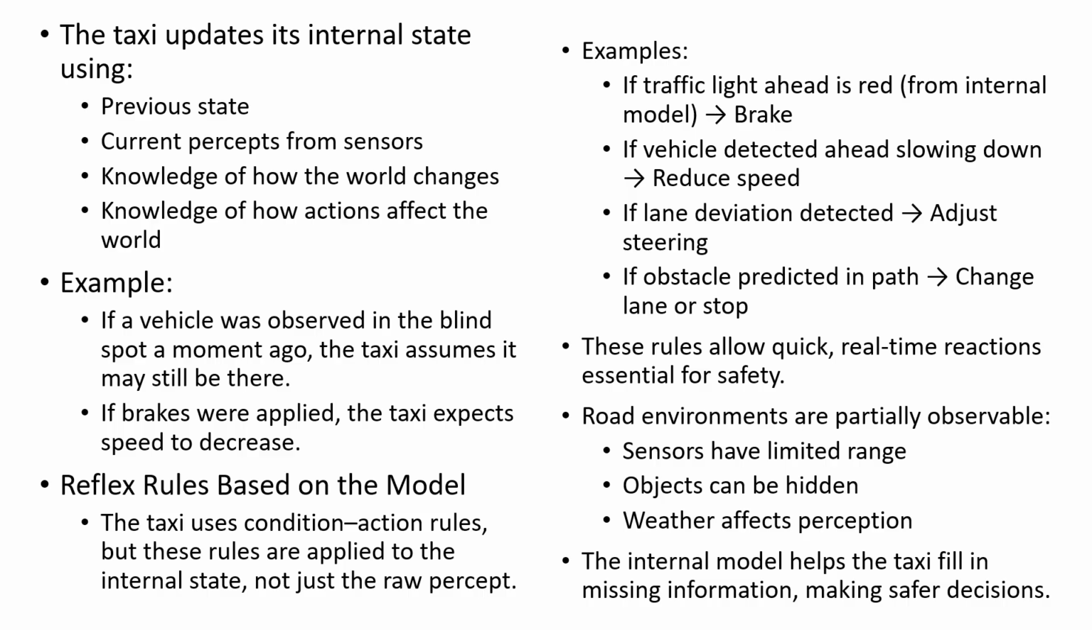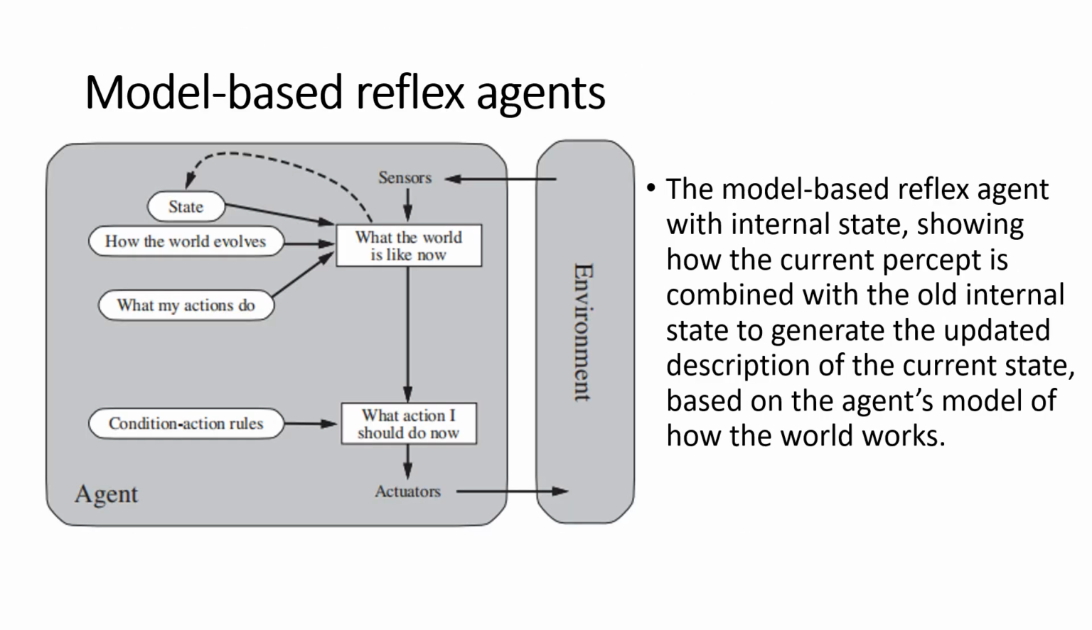So road environments are partially observable. We already discussed this. Sensors have limited range. Objects can be hidden. Weather affects perception. So we are considering the internal state also. The internal model helps the taxi fill in missing information, making safer decisions.